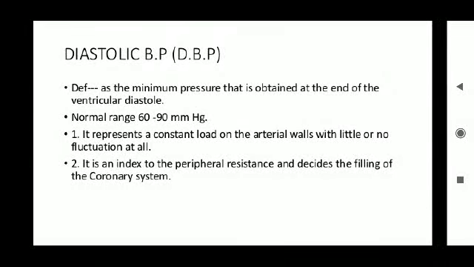Coming to the diastolic blood pressure, we define it as the minimum pressure that is obtained at the end of the ventricular diastole. Normal range is from 60 to 90 mmHg. The diastolic blood pressure represents a constant load on the arterial walls with little or no fluctuation at all. It is an index to the peripheral resistance and decides the filling of the coronary system.